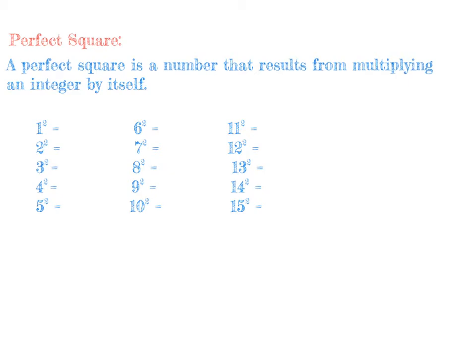Now, I'm going to start with the first one, and I want you to write this down. So 1 square is 1. 2 square is 2 times 2, which is 4. And this should come very natural to you just because you know your multiplication tables.